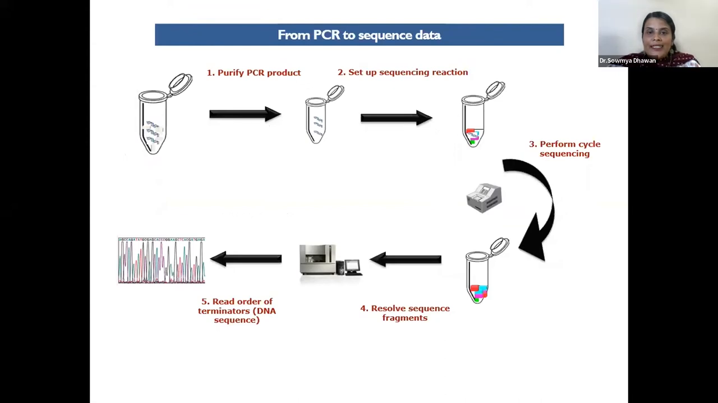So this is just a glance at the technique which we are doing, starting from the purification of the product. After PCR, the product is purified. The product is basically our DNA, and then we set up the reaction, and these cycles will be continued during the amplification process, and next will be the sequencing. This is a simple display of the basic steps involved in sequencing, and the last step is the reading of the order of terminators, which helps in sequencing in turn.